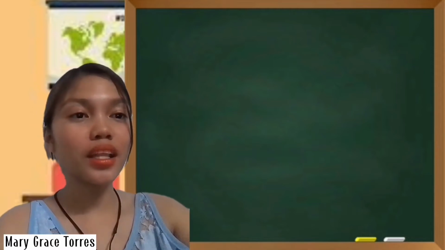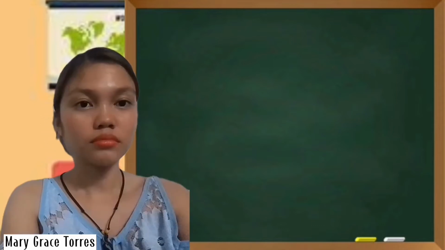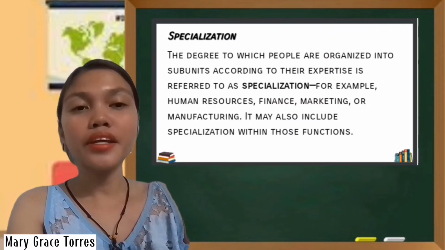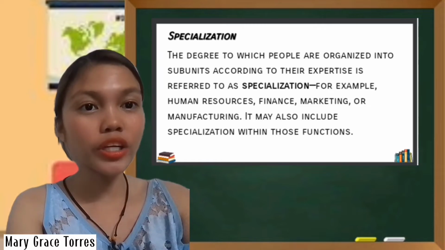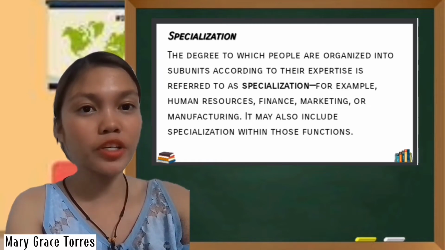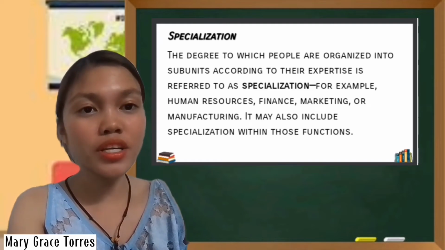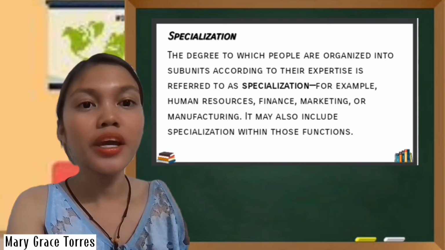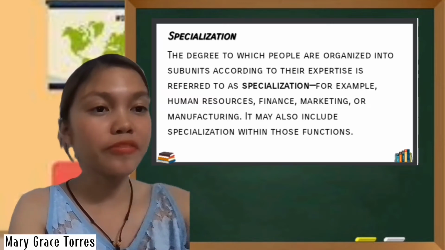So let's tackle the 5 elements of bureaucracy. Let's go! The first one is specialization. The degree to which people are organized into subunits according to their expertise is referred to as specialization. For example, human resources, finance, marketing, or manufacturing. It may also include specialization within those functions.